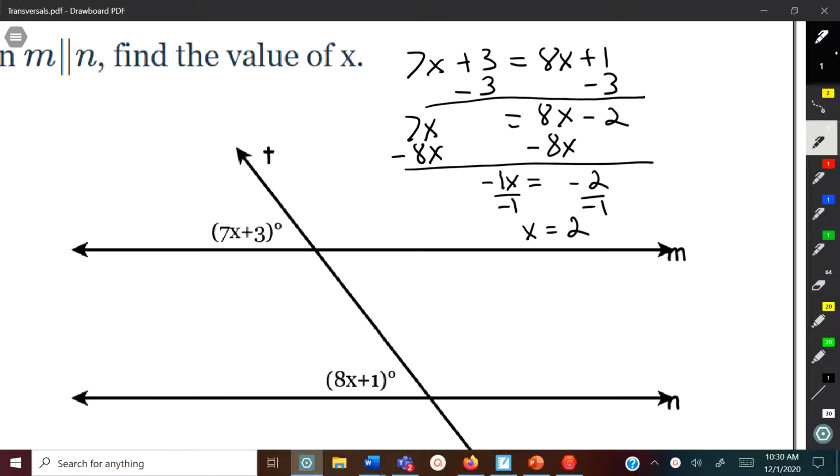But if you want to take the 2 and plug it in and get that actual measurement, 2 times 7 is 14. 14 plus 3 is 17. This angle is 17. Would this angle be 17? It should be. 8 times 2 is 16. 16 plus 1 is 17. See how that works? So you get the same measurement for both angles because they're equal. So that's how you're able to find out that x is equal to 2. But for these problems, all you've got to do is tell me the value of x.